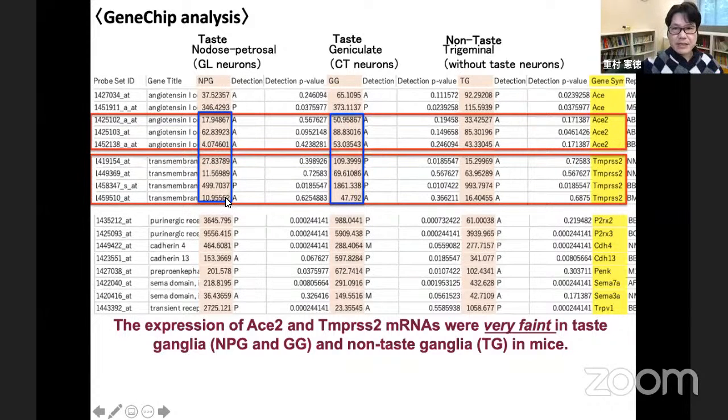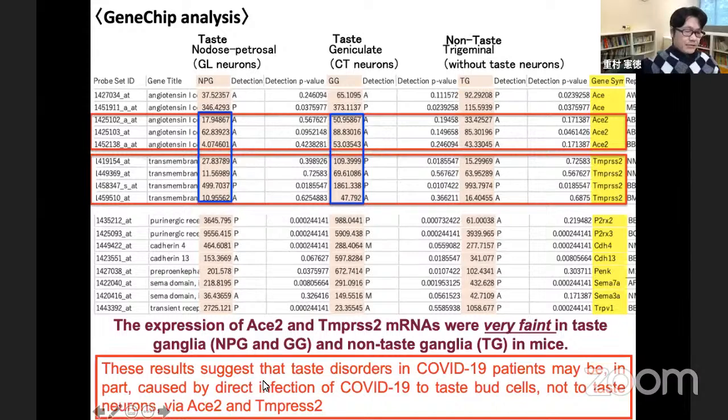This is a taste ganglion. This is a ganglion. These results suggest that taste disorders in COVID-19 patients may be in part caused by direct infection of COVID-19 to taste bud cells, but not to taste neurons, via ACE2 and TMPRSS2 expressed in taste bud cells.